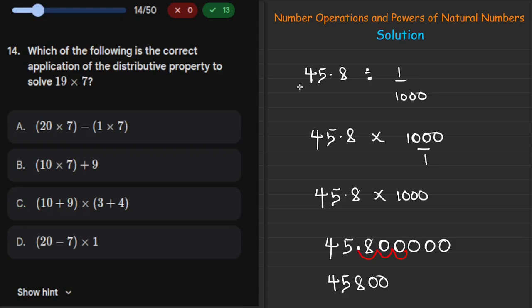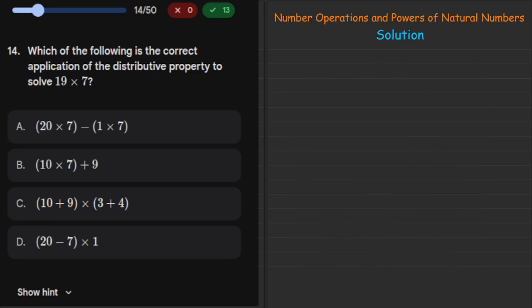It says, which of the following is the correct application of the distributive property to 19 times 7? So we said for the distributive property, there are two ways. Remember, I did one that used addition and the other that can also use subtraction as well. So in this case, let's try out the two and then we compare it to the answers.